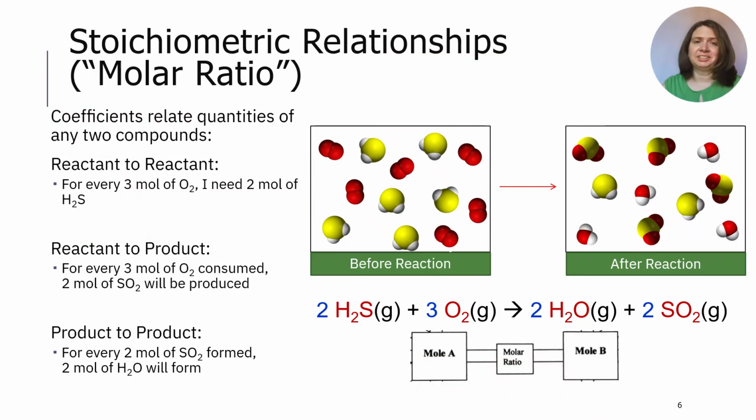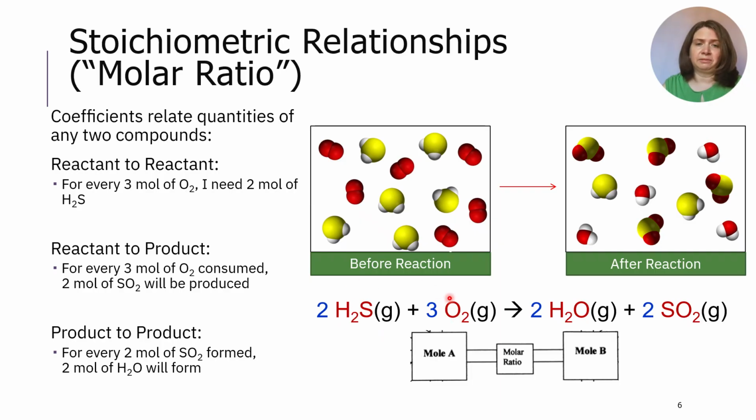The coefficients in a balanced chemical equation are called the stoichiometric coefficients. These coefficients allow us to create molar ratios, which relate one substance in the reaction to another. Mole ratios can relate a reactant to another reactant, or a reactant to a product, or one product to another product. For example, this balanced chemical equation tells us that 3 moles of O2 reacts with 2 moles of H2S.